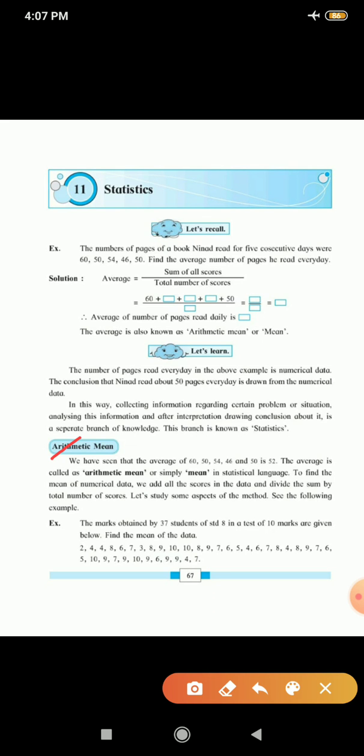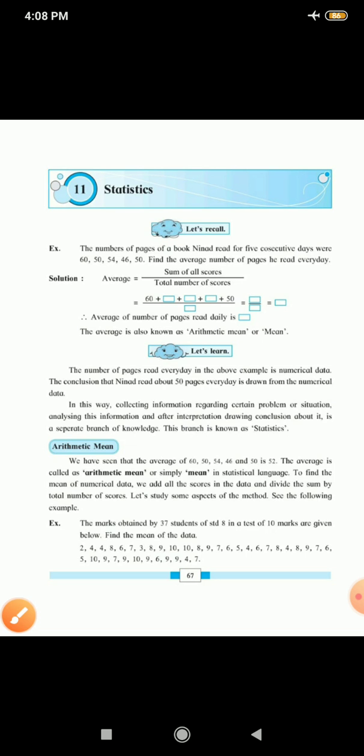See the following example. The marks obtained by 37 students of standard 8 in a test of 10 marks are given below. Find the mean of the data. So here these numbers are given. You can go through them. Let's go to the next page.